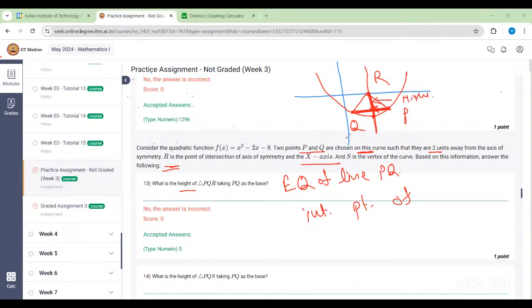Okay, that's how you do it. First of all, find the coordinates for P and Q. Those are 2 units away from the axis of symmetry, so you can use this information for finding P and Q.